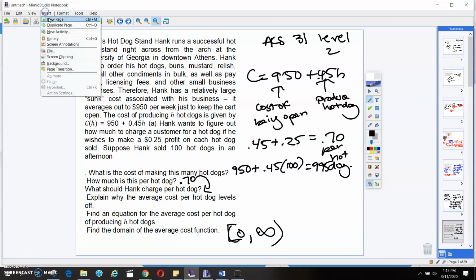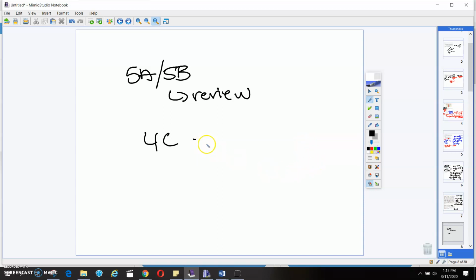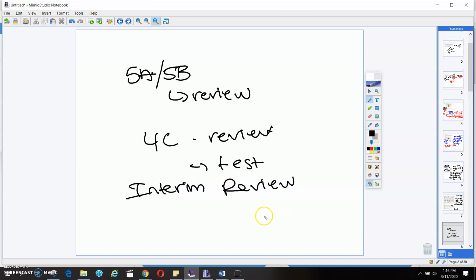Best way to study for this, okay, is to take your 5A packet and your 5B packet and look at the review guides, okay? And then your 4C packet. Take your 4C packet, do the review guide. I've also posted the test for 4C on your Unit 4C on eClass. So I would do the review and I would do the test. These are the 2 packets that I would really focus on. Then I would go back and try the interim review questions and check them with the YouTube videos.